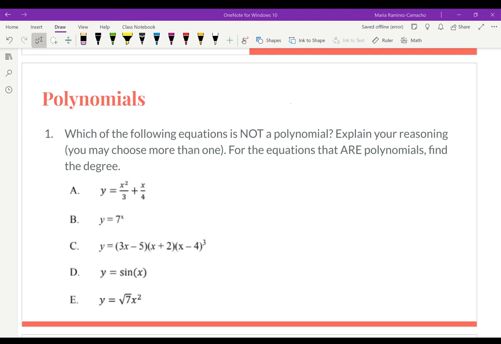Problem number 1 says, which of the following equations is not a polynomial? Explain your reasoning. You may choose more than one. And then for the equations that are polynomials, find the degree. A reminder that polynomials are expressions where we're adding or subtracting or multiplying terms that are written as some real number times x to the power of some whole number.